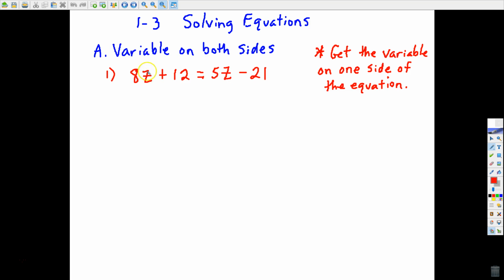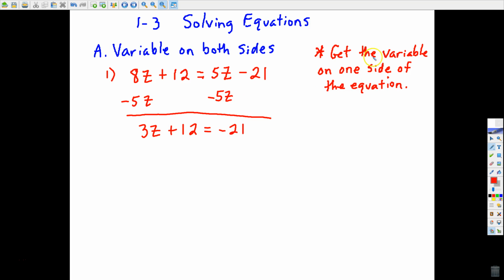And what we're talking about here is between 8z and 5z, the smaller one of those two, of course, is 5z. And killing is just another way of saying let's cancel it. And the way I cancel positive 5z is with negative 5z. And I'm going to make sure to do that on both sides of the equation. So that means I'm going to have 3z plus 12 equal to negative 21.